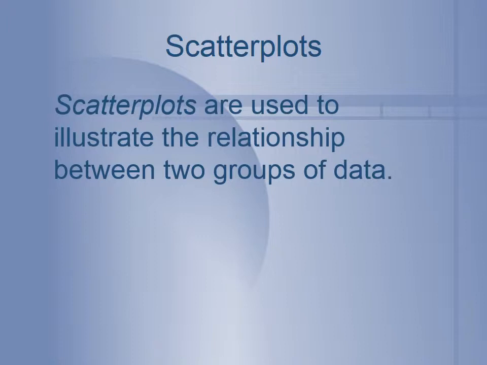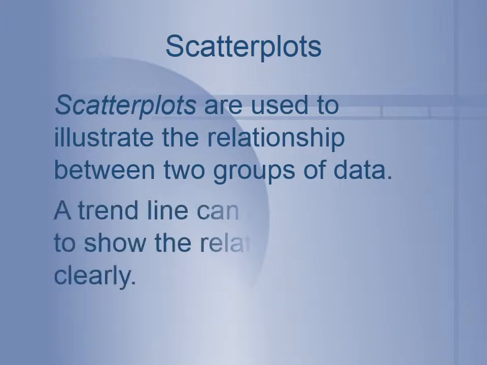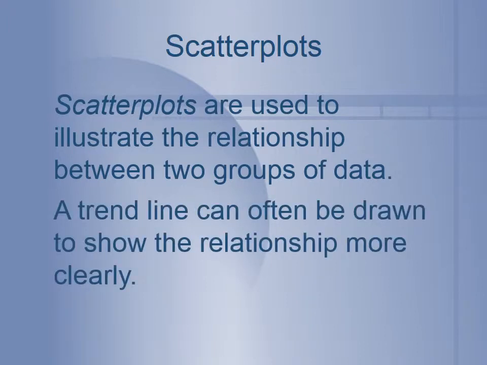So think of a table. You have your x values and you have your y values. You have a whole bunch of points that you can plot on the coordinate plane, and they're all over the place. They make up a scatter plot. Once we have a scatter plot, so once we have a whole bunch of points plotted on our graph, we can draw a trend line. A trend line is drawn to show the relationship more clearly.